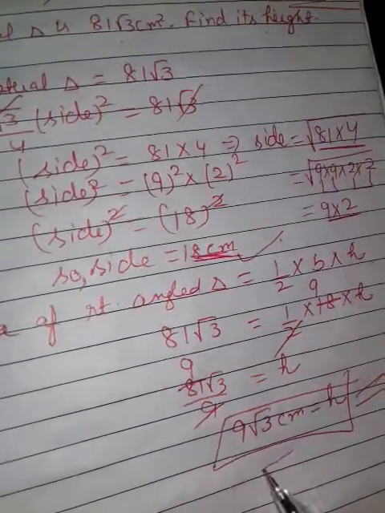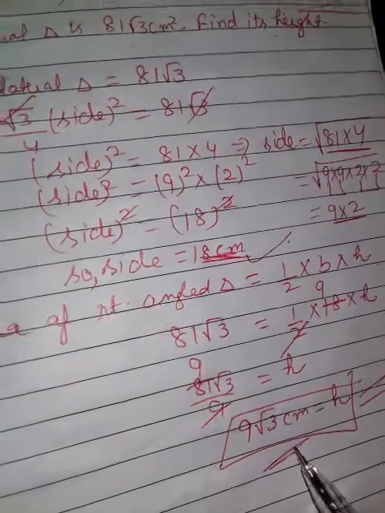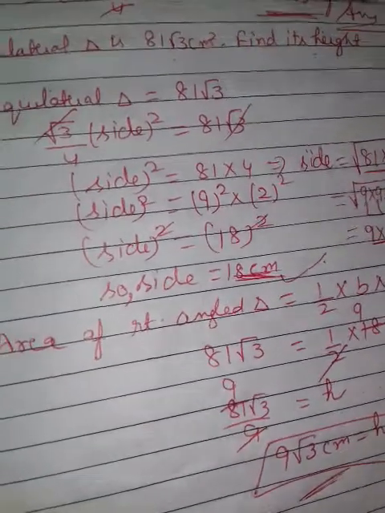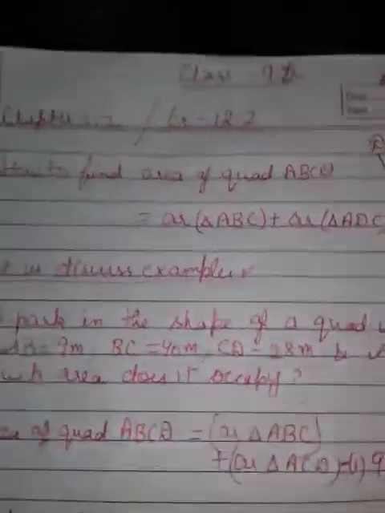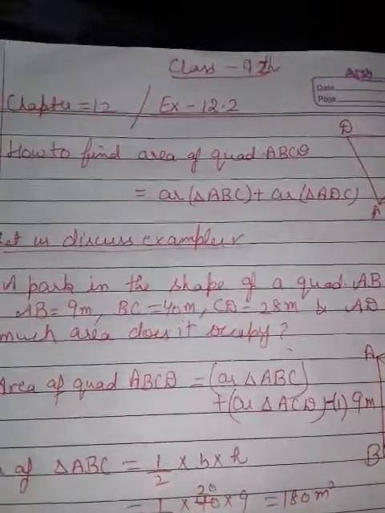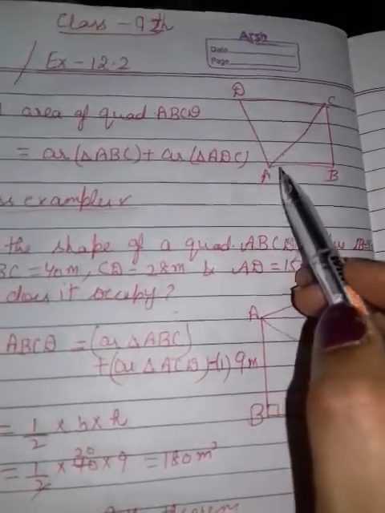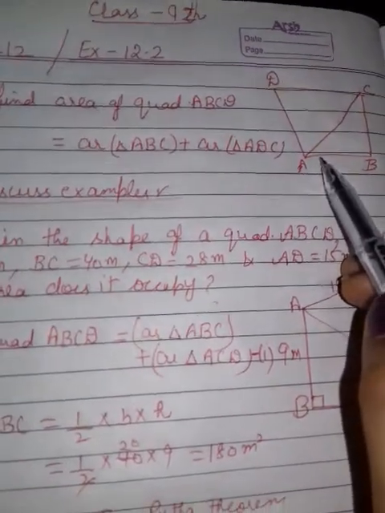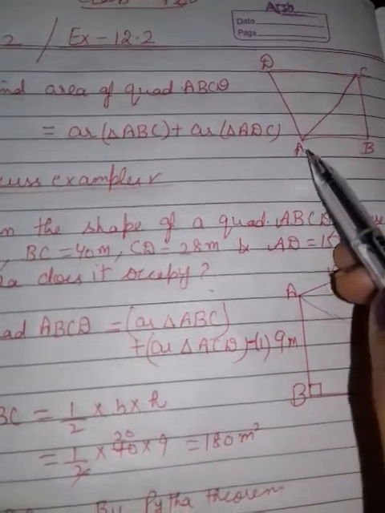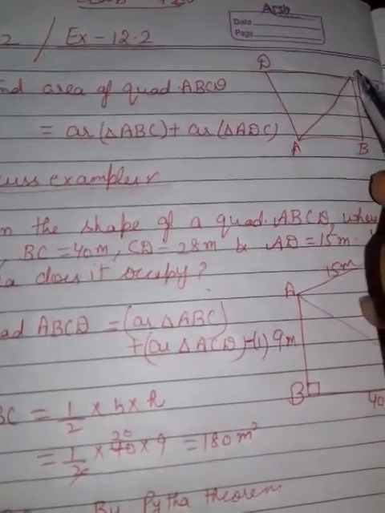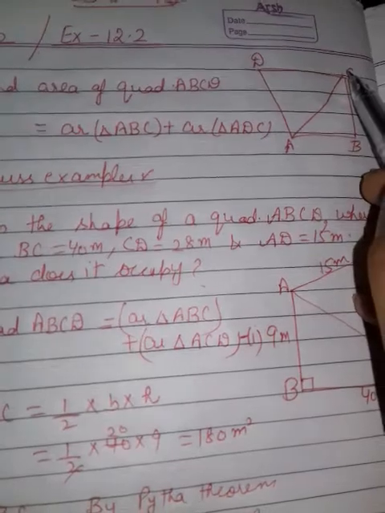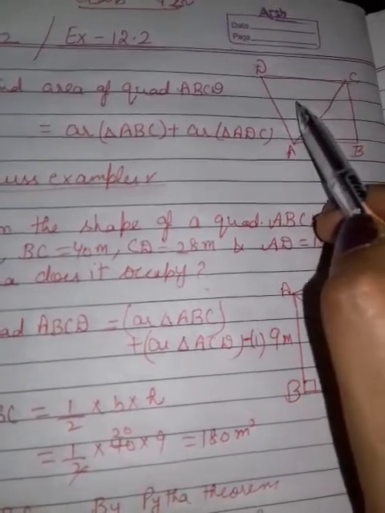You are getting h as 9 root 3 centimeter. So your next question is, whenever you have to give the figure in the form of four sides, how will you find the area by using Heron formula? I will divide the quadrilateral by using a diagonal. I will divide it into two triangles.